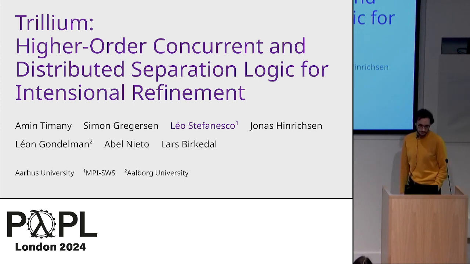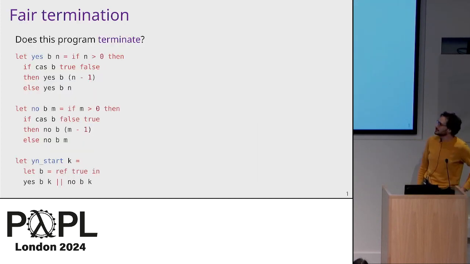Okay, thank you. Like all the talks in this session, this is joint work with the wonderful people from Aarhus University. One of the main goals of Trillium is to prove termination of concurrent programs. We'll explain how it works on this simple example.